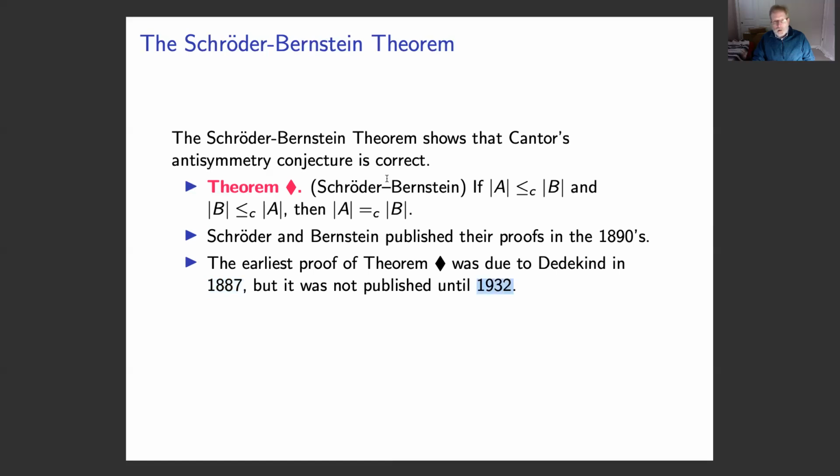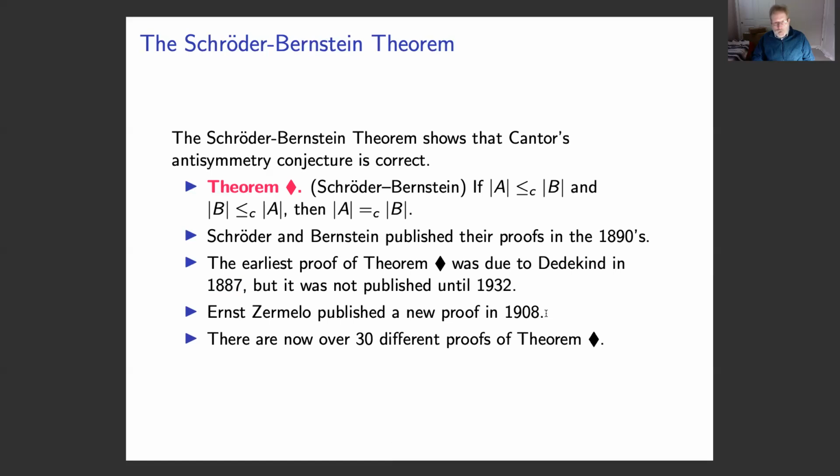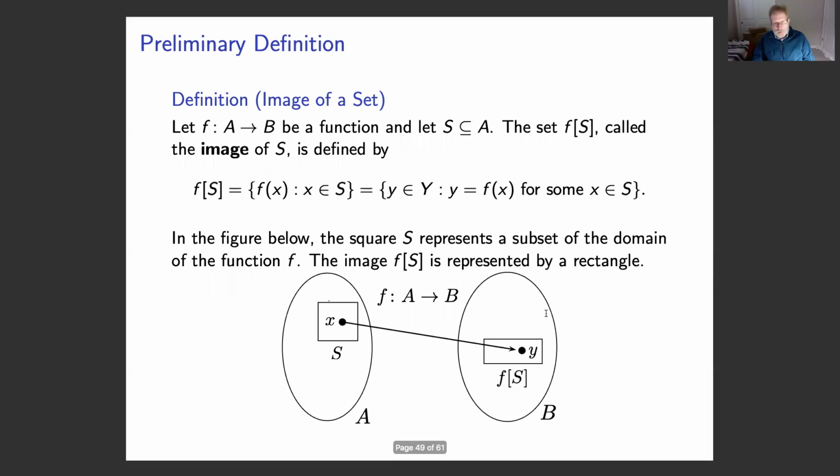So Dedekind's name is not attached to this theorem at all because of his tardiness in publishing his paper, I guess. Now Zermelo is another mathematician of repute in this topic, who published a new proof in 1908. And the proof that I'm going to outline and discuss today is, I think, due to Zermelo. I think it's the simplest proof of all the proofs of the Schroeder-Bernstein theorem. But I'm not speaking with complete knowledge there, but I think that's the case. Now, there are over 30 different proofs of this theorem. Some of them are kind of tricky and mind-boggling, but others are a little more accessible.